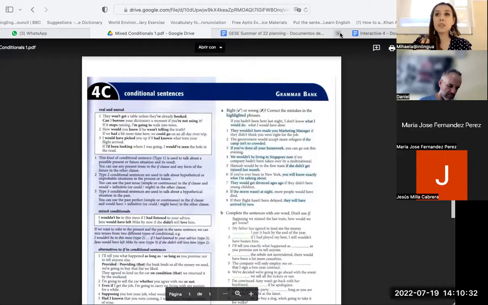And then there's the third conditional with a past condition and a past consequence. They are both situated in the past. If I had known you were coming, two hours ago, I would have bought more beer, right? Both the condition and the consequence are in the past.